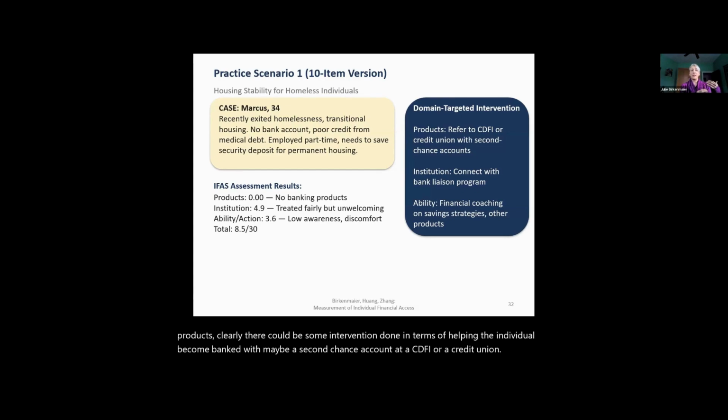In terms of the institution domain, it may be possible, as part of that process of becoming banked, to connect with someone at the bank who's willing to serve in a liaison role to help that person become more comfortable. It could even be a teller or somebody else at the bank. And in terms of the individual ability or action, this person might be a great candidate for financial coaching, particularly focusing on saving strategy and becoming more comfortable working with some of those basic products.